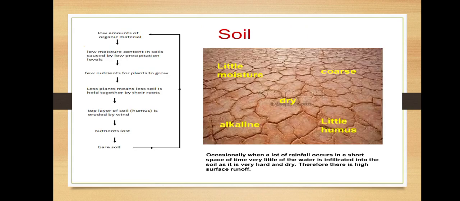So we also have here the soil. Occasionally, when a lot of rainfall occurs in a short space of time, very little of the water is infiltrated into the soil as it is very hard and dry. Therefore, there is high surface runoff.